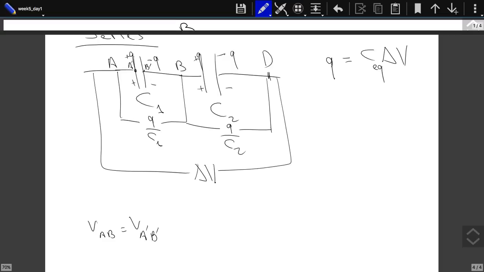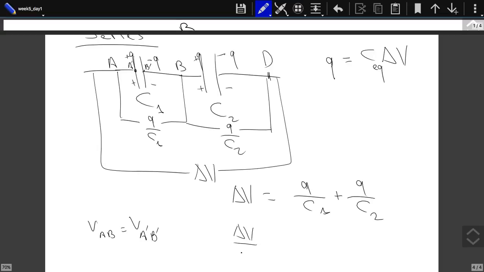What is the potential difference? 0. From this point up to this point, what is the potential difference? Q over C1. From this point to this point, what is the potential difference? 0. So the sum is nothing but the sum of those things. Delta V is equal to Q over C1 plus Q over C2.